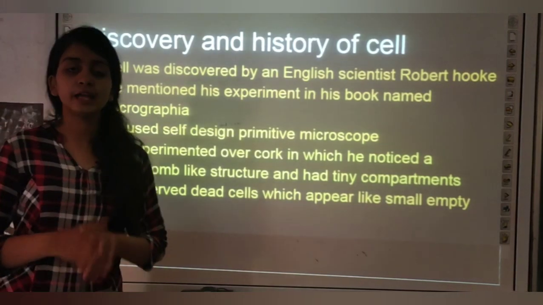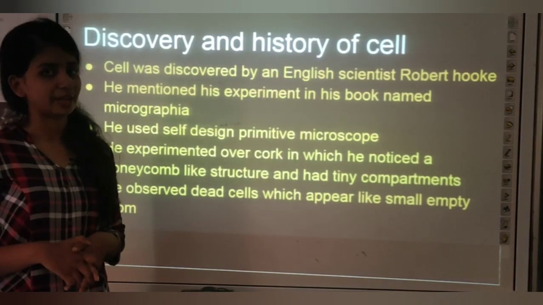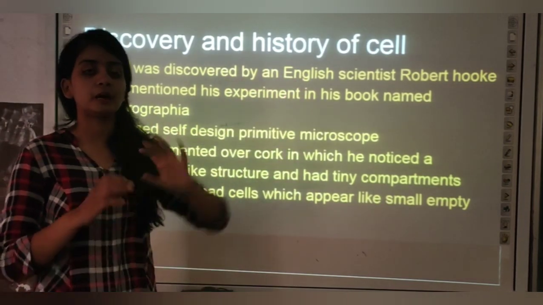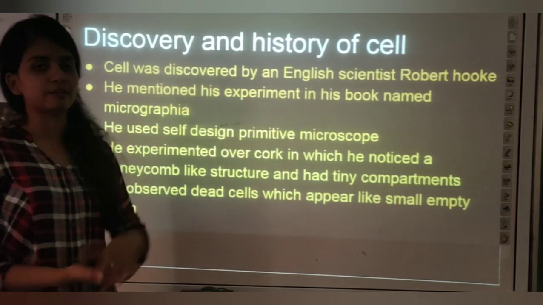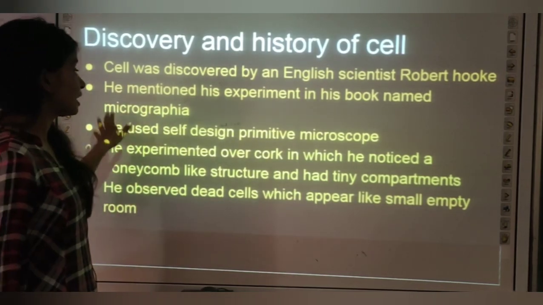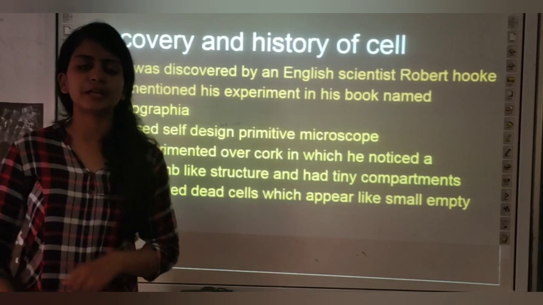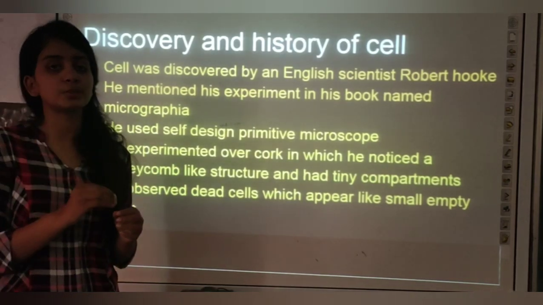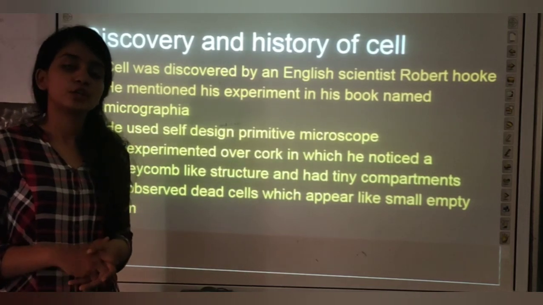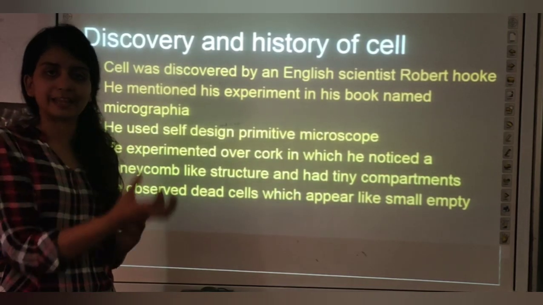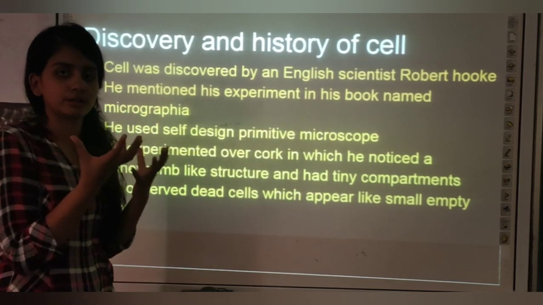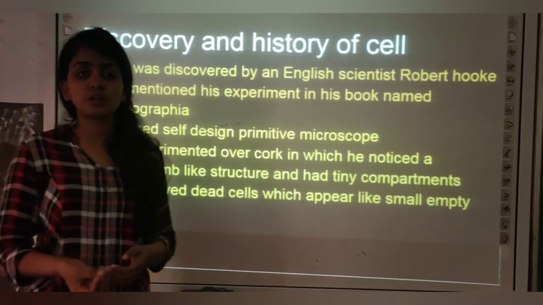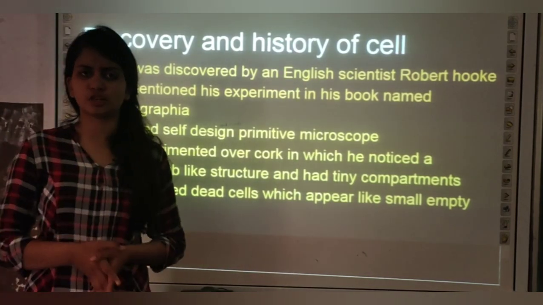Cell was discovered by Robert Hooke in 1665. And he mentioned his experiment in a book named Micrographia. Got it? Next, he used a simple primitive microscope because his experiment is impossible without the use of a microscope. So he just used a magnifying glass and magnified the cork. Then he identified the dead cells and observed that a honeycomb-like structure is there.